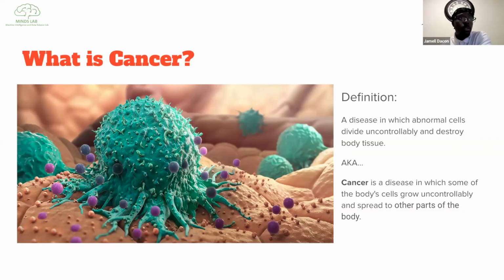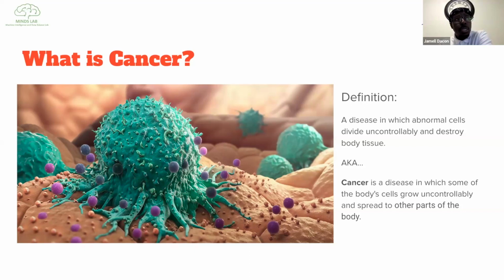So, in the nick of time, and due to the time constraint, I would like to just focus on cancer. Now, what is cancer? Well, the very short definition is a disease in which abnormal cells divide uncontrollably and destroy body tissue. Or in other words, cancer is a disease in which some of the body's cells grow uncontrollably and spread to other parts of the body. Well, these things are out of our control, which prompts us to ask, what contributes to this? Or moreover, research questions from a research perspective. What are the contributing factors that inhibit these health disparities among African Americans?